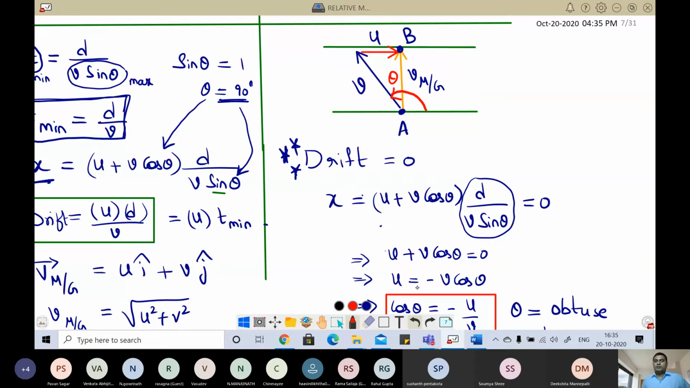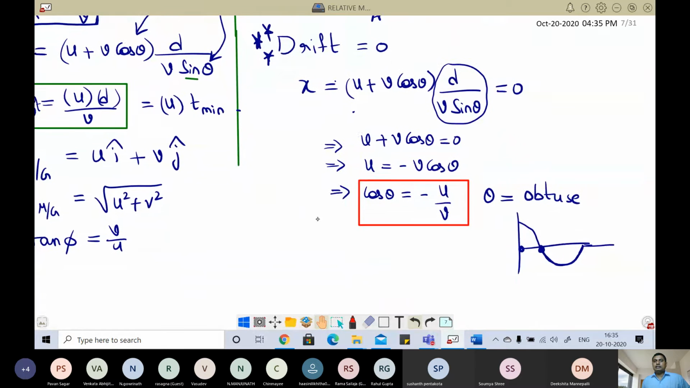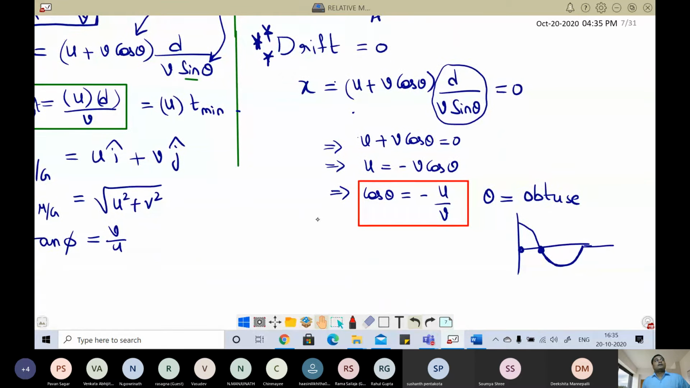Now here one important point is there, as I told you yesterday also: man's velocity should always be less than river velocity. Correct or not? Here also you can see, because the cos theta value will be less than 1. Maximum is 1. So that means U should be less than V.